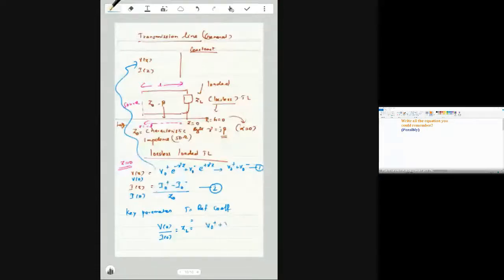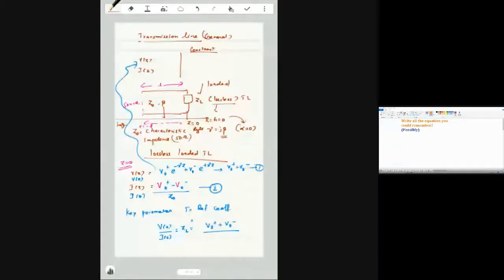I think I've made a mistake. This is supposed to be V naught plus, no? From the earlier equation, this is V naught plus and V naught minus, if I'm not wrong. I think everyone listening should have immediately pointed out that I'm making a mistake.